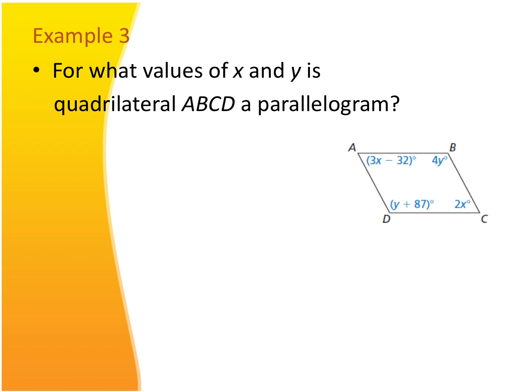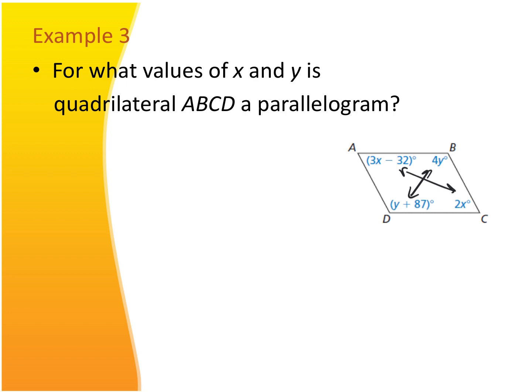So for example 3, they're asking us again to solve for x and y to make sure that the quadrilateral ABCD is a parallelogram. Again, since we know in a parallelogram opposite angles are congruent, we can just equal them to each other.